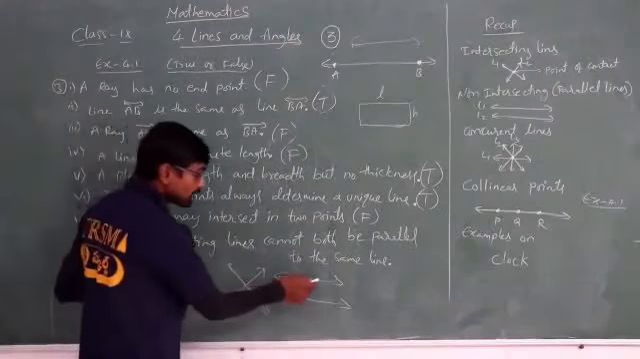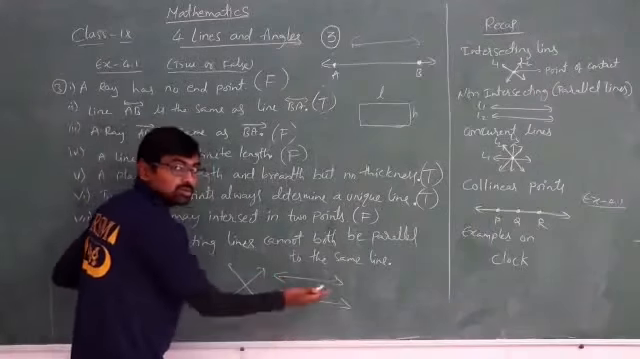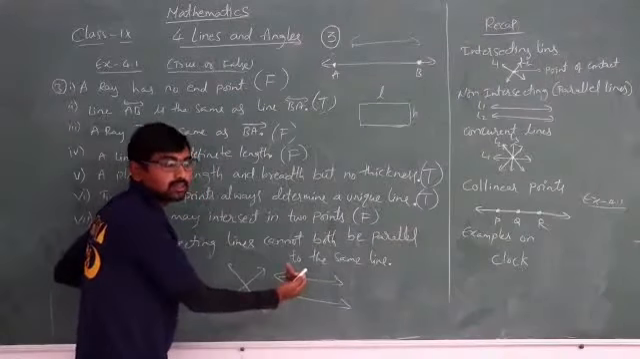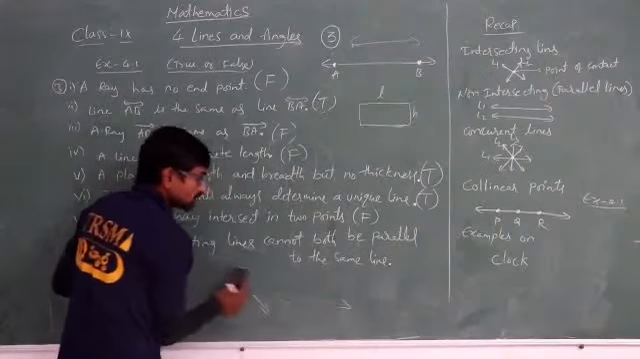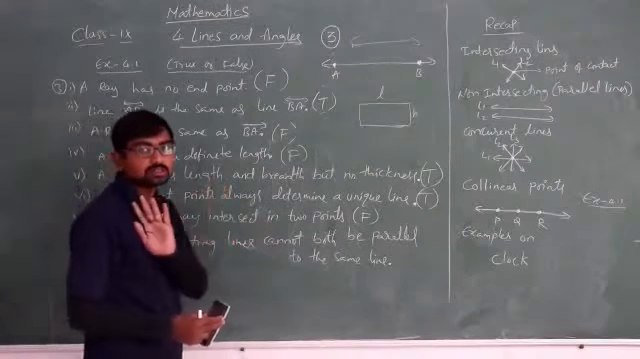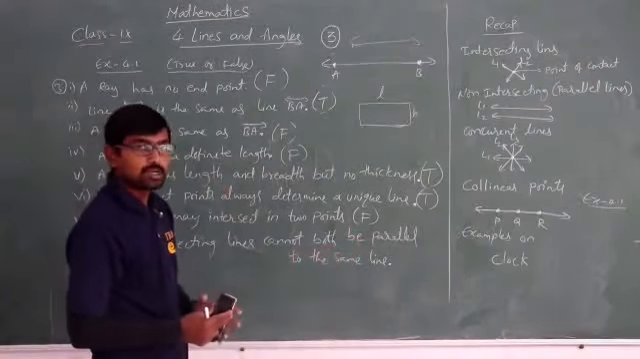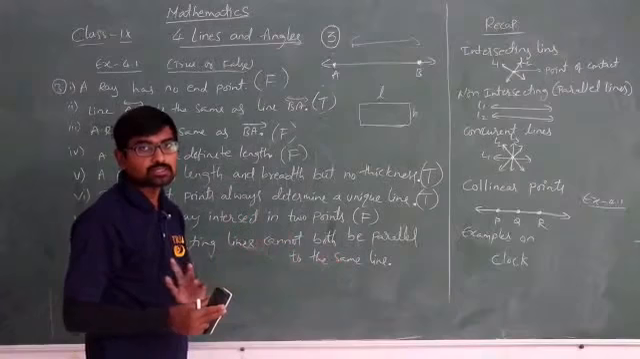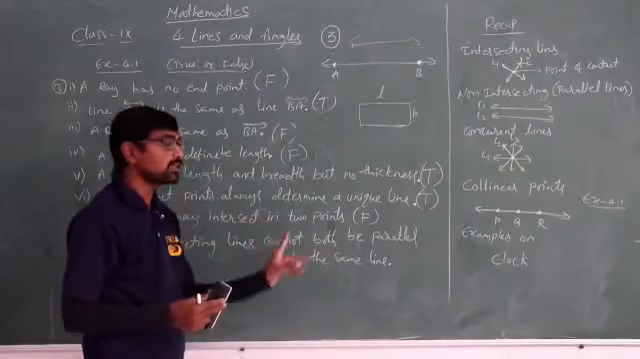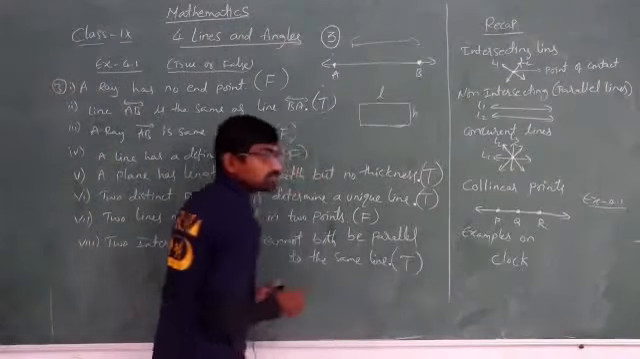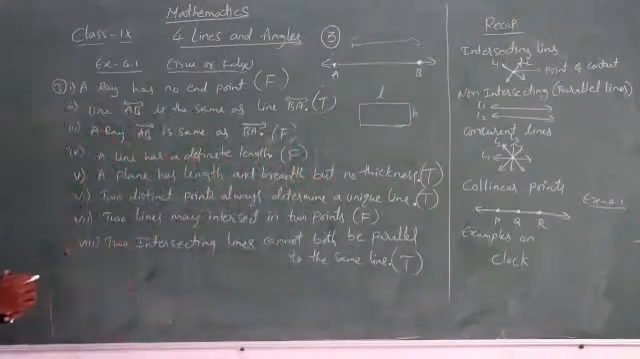If I want to make this parallel into intersecting, then I have to turn this. Then they won't be called parallel. They will be called intersecting lines, isn't it? So absolutely true. So here two intersecting lines cannot both be parallel to the same line. They can't be both intersecting and parallel. They will be either intersecting or parallel. So therefore it is true, isn't it? I think you have understood this.